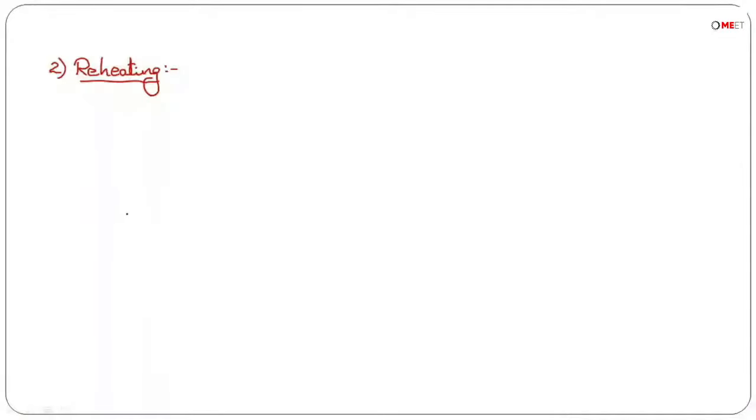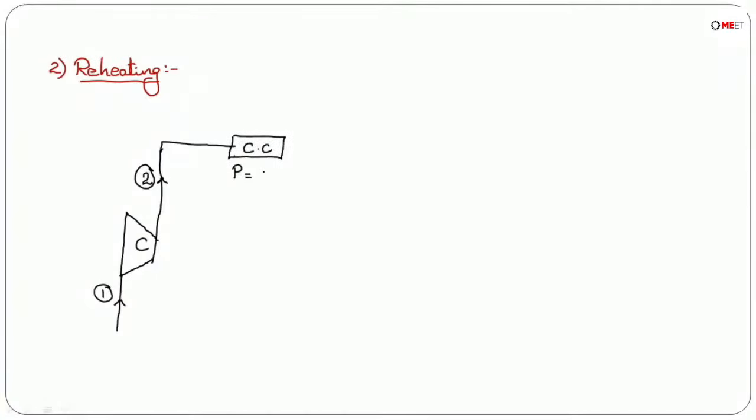So let us consider there is a compressor like this, into which air is entering at condition 1, and process 1 to 2 is isentropic compression. Then this air enters into the combustion chamber here, and at constant pressure the temperature increases to condition 3.